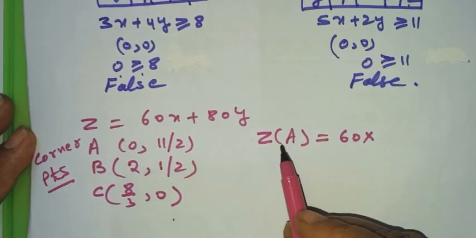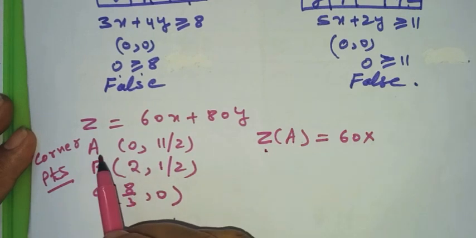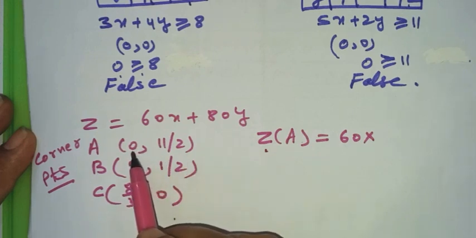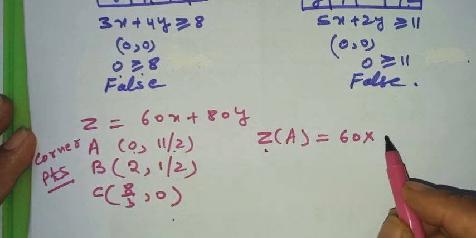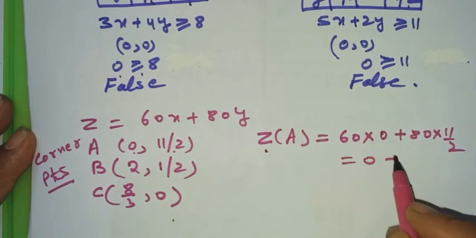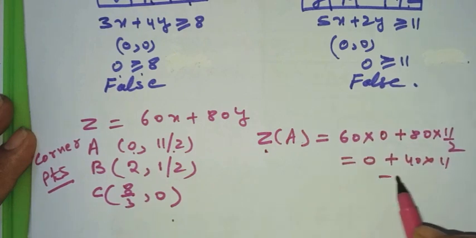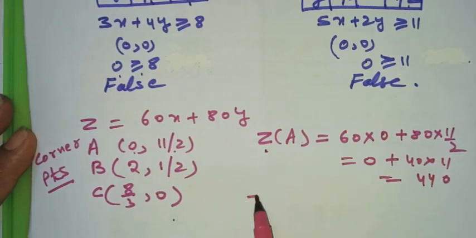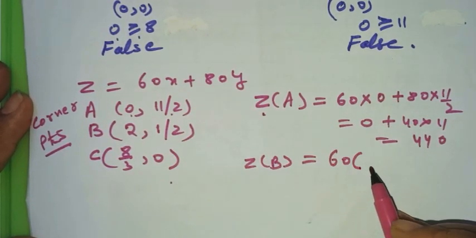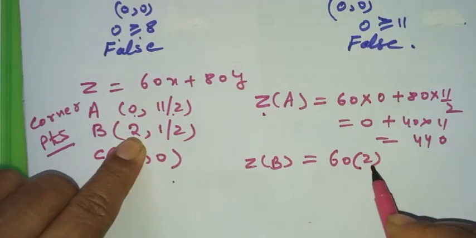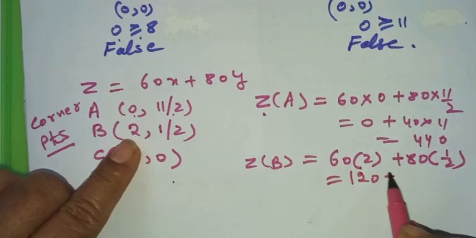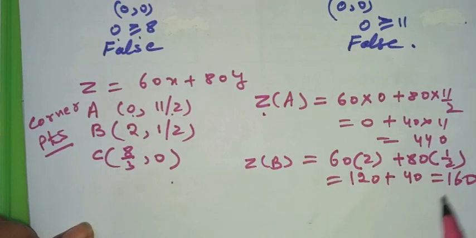So we find the values of Z one by one. At A, that means in the expression of Z, I will put x to be 0, y to be 11 by 2. So 60 into 0 plus 80 into 11 by 2, that gives me 0 plus 40 into 11, which is 440. Then I find the value of Z at B. That means in the expression 60x plus 80y, I will put x to be 2 and y to be 1 by 2. That gives me 120 plus 40, that is 160.